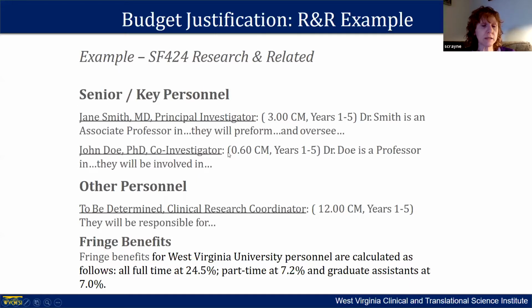But for key personnel, you're going to want to highlight a little bit about them, talk about some of their expertise and why they might be a good fit for your project and what they will do with regards to your proposal. And we'll put in calendar months and the years that they'll be working on the project. The other personnel, this is where you have clinical research coordinators, lab assistants, those types of people. Those also would be your graduate assistants, student workers, that sort of thing. And you would again talk about what you need them to do for your proposal. And then the fringe benefits is just our rates here at West Virginia University, and it's kind of a standard little language there.